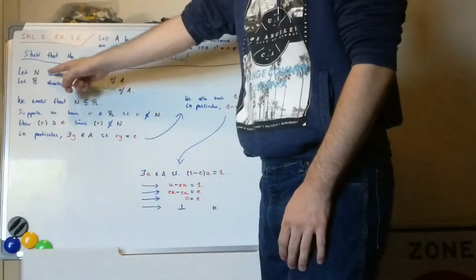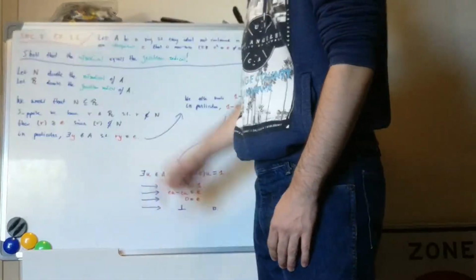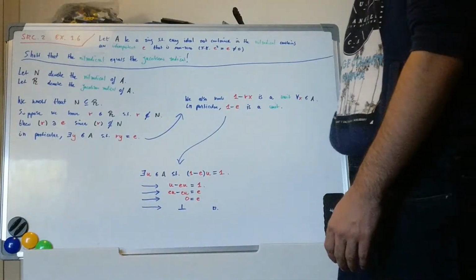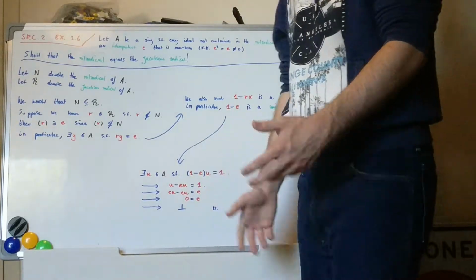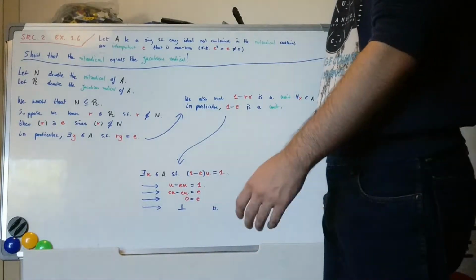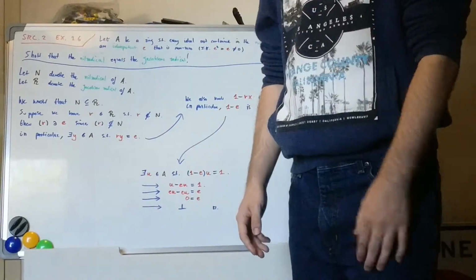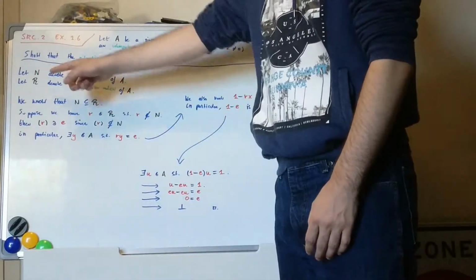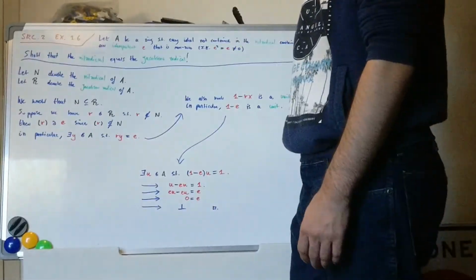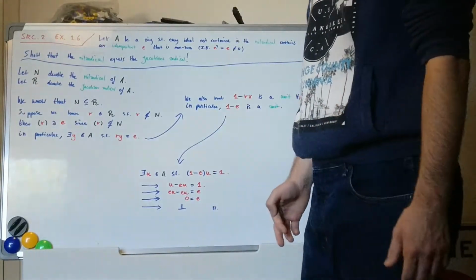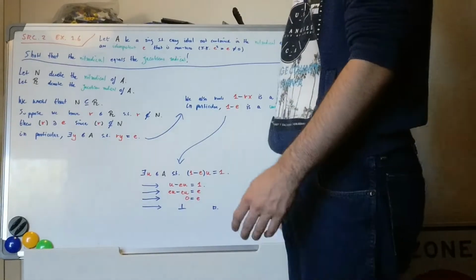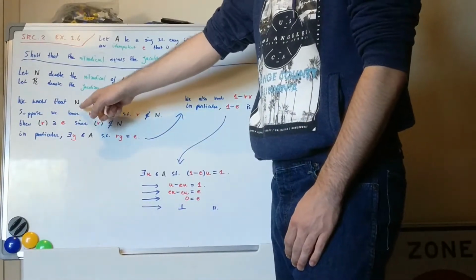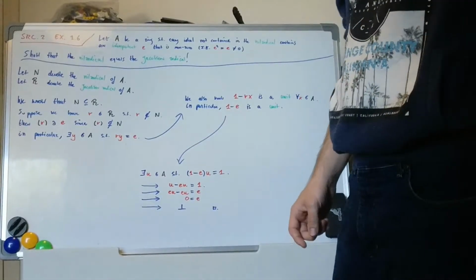So let N denote the nil radical and let R denote the Jacobson radical. So when we want to show that two sets are equal, we just have to show inclusion on both sides. So we have to show that N includes R and R includes N. We already have one of those for free actually. We know that the nil radical is contained within the Jacobson radical.